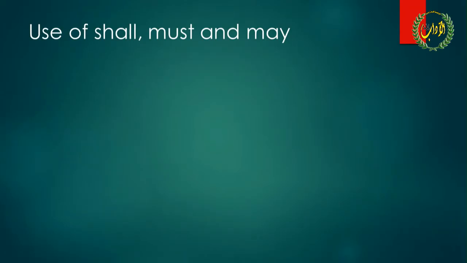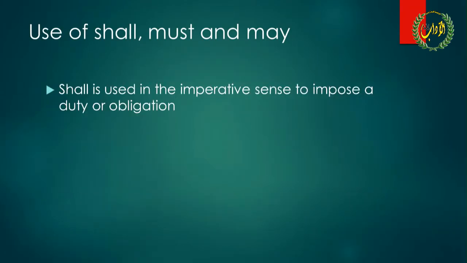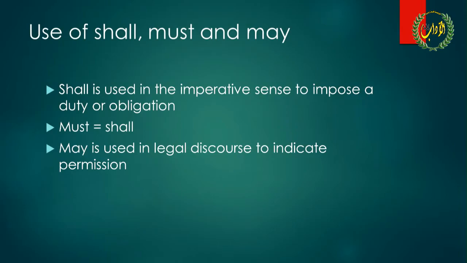The use of shall, must and may. We will see in the coming lectures different examples or different texts that include these words. Now shall is used in the imperative sense to impose a duty or obligation. Imperative sense means a command, so it has the same function as must here. Shall is not used here to refer to the future, but to denote an obligation, a duty. That's why it is like a command.